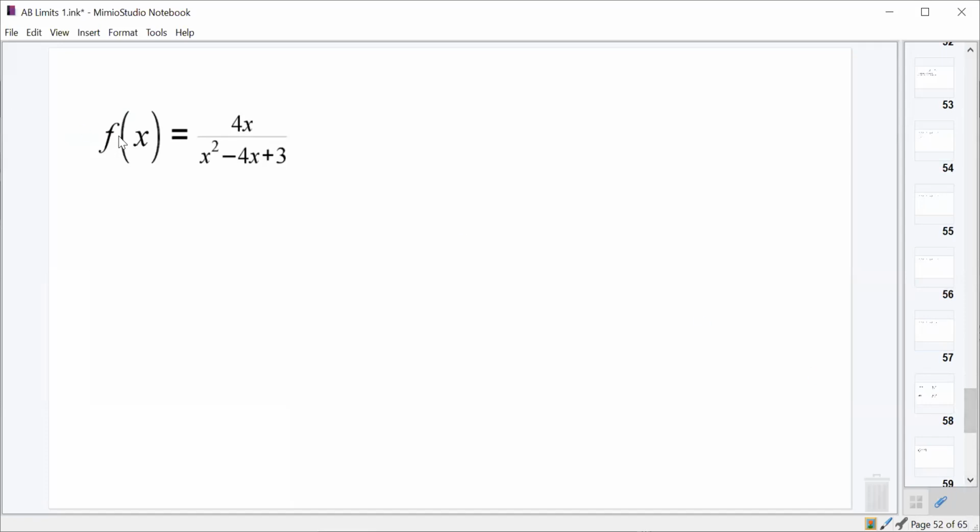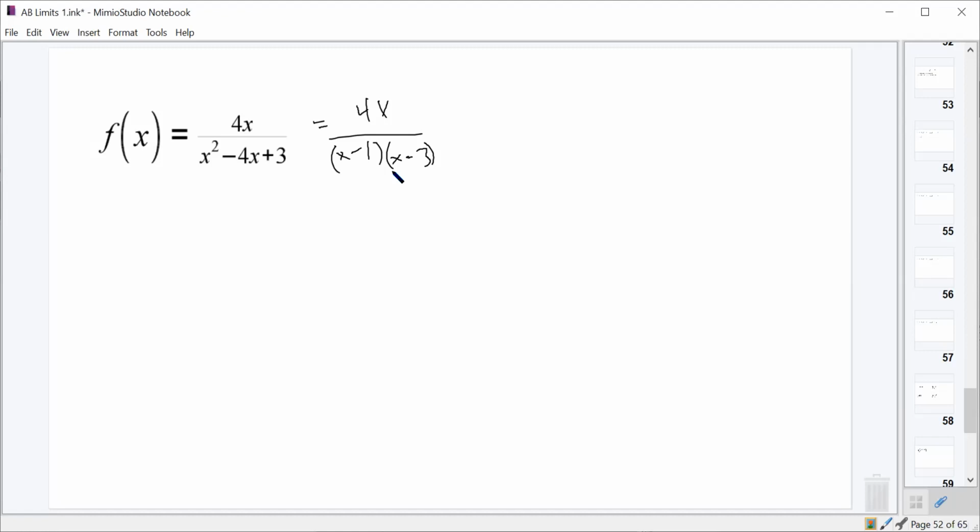This one is a little different. First off, it's not just a constant in the numerator. And it's also not something squared in the denominator. What do you think the first thing we need to do to find the limits at the vertical asymptotes is? Factor that denominator so we can figure out what those vertical asymptotes are, right? 4x over, what does this factor to? x and x, right? And looks like minus 1 and minus 3. Everybody agree with that? Yep. Cool.